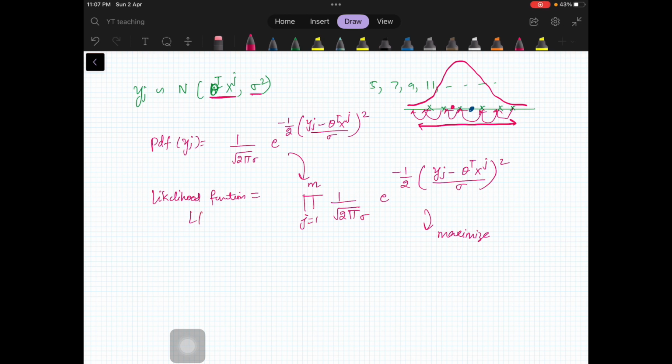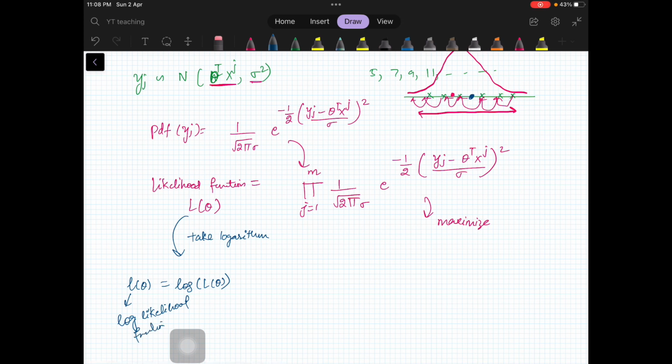because we call it L theta, and generally you'll see that we always take log because it makes the maximization problem easy. So we take the logarithm. So this is log of L theta. We denote it with small l theta. We call it the log likelihood function. So in this case, because this is a product, you'll have a sum. So we'll have sum j from 1 to m.